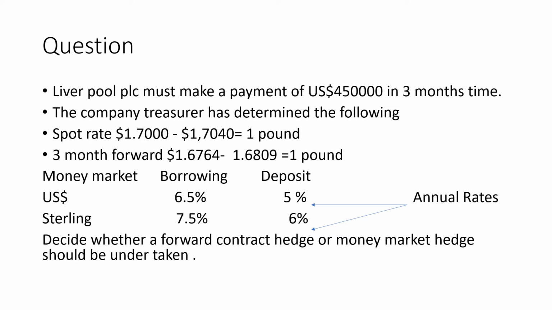If we look into the money market, there are two rates, one for borrowing and the other for deposits. For the US dollar, we have a borrowing rate of 6.5% and a deposit rate of 5%, and for sterling it is 7.5% for borrowing and 6% for deposits, and these are annual rates. Decide whether a forward contract hedge or money market hedge should be taken. We can discuss this question, or you can see the solution in the next part.